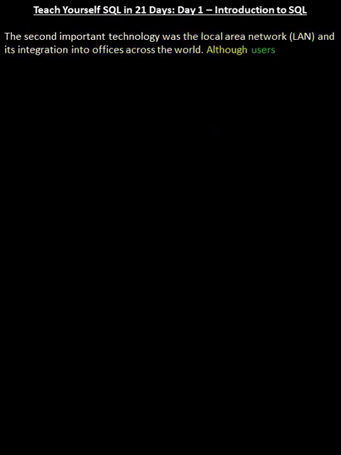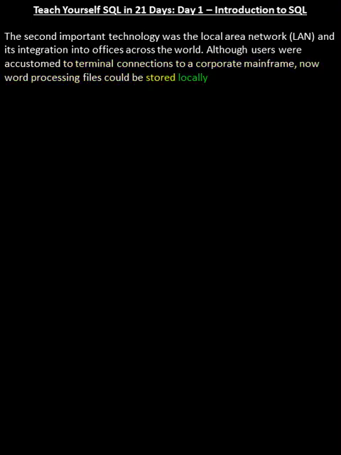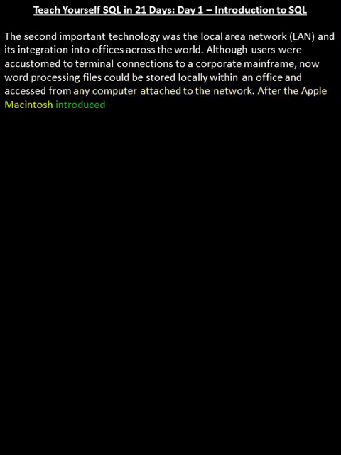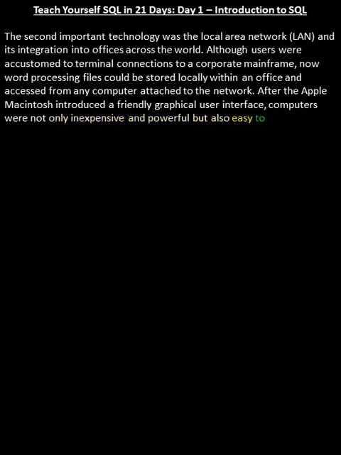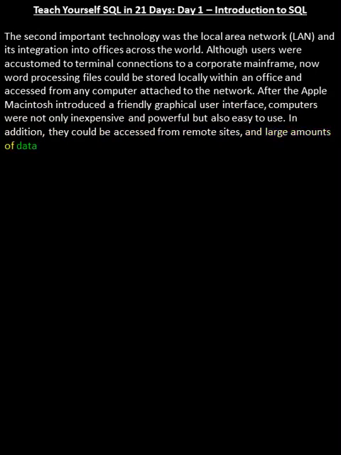The second important technology was the local area network, LAN, and its integration into offices across the world. Although users were accustomed to terminal connections to a corporate mainframe, now word processing files could be stored locally within an office and accessed from any computer attached to the network. After the Apple Macintosh introduced a friendly graphical user interface, computers were not only inexpensive and powerful but also easy to use. In addition, they could be accessed from remote sites, and large amounts of data could be offloaded to departmental data servers.